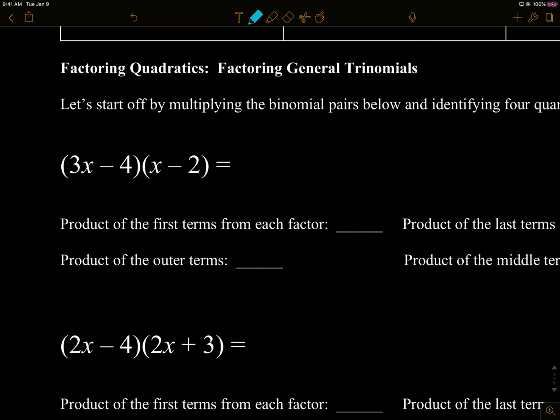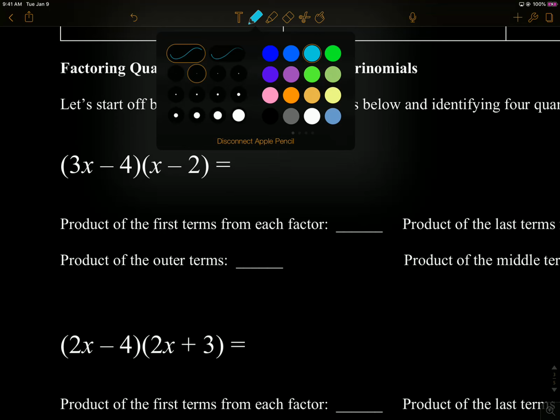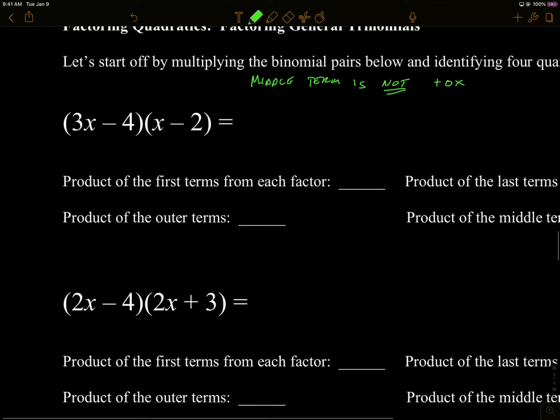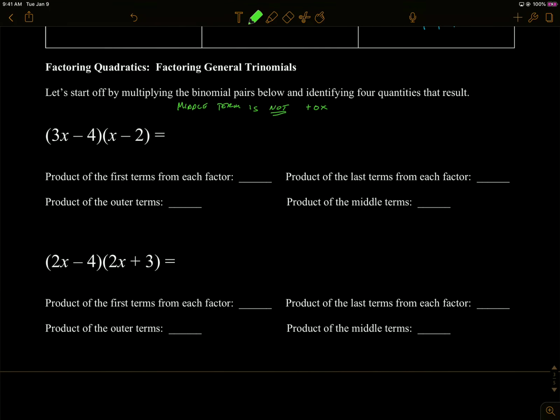All right, now let's look at factoring trinomials. So these are when the middle term is not 0x. So now we have 3 terms. That's why it's called a trinomial. And this is what we did with the factor card sort.